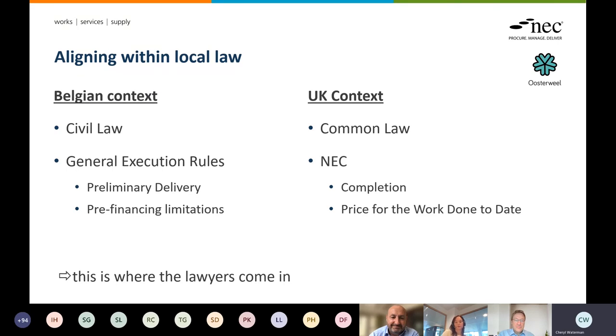So one of the things that we had to change was the concept of completion. We changed it to preliminary delivery, which is more known in Belgium and easier for us to adopt. Also, for the prices for the work done to date, we had to make sure that it doesn't conflict with our pre-financing limitations in Belgian law. So this part is really where we had to involve the lawyers and where we also had extended discussions with lawyers from both sides, contractors and clients.